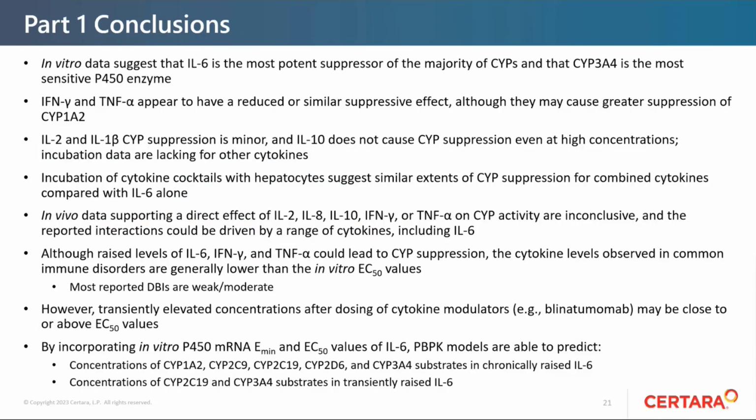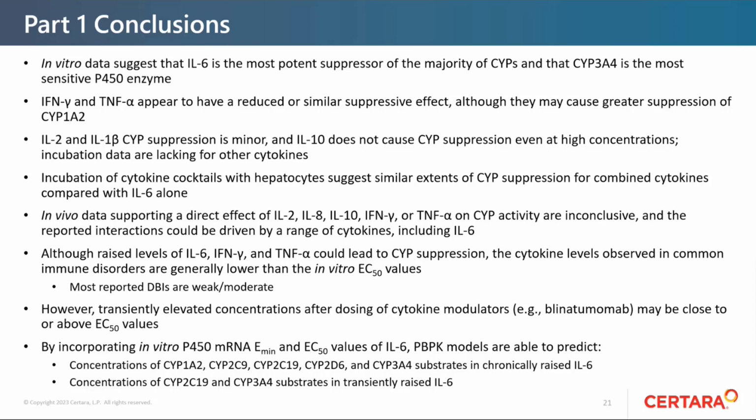So in conclusions, in part 1, we see that in vitro data suggests IL-6 is the most potent suppressor, and CYP3A4 is the most sensitive isoform. Interferon gamma and TNF alpha appear to have reduced or similar suppressive effect, although they may cause greater effect on CYP1A2. IL-2 and IL-1 beta could lead to minor CYP suppression. IL-10 does not cause CYP suppression, but data for other cytokines are lacking.